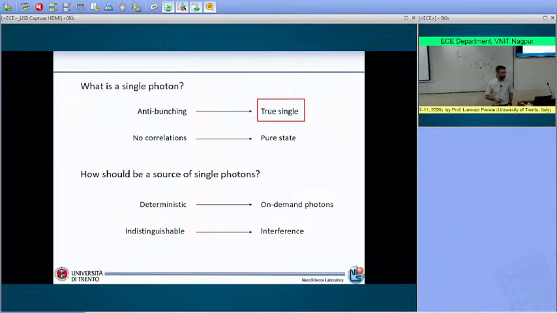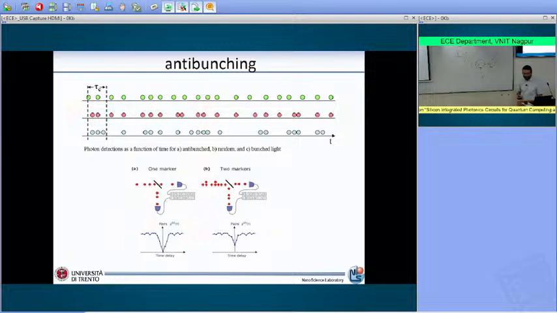And the fact that this is a true single photon is manifested by a property called the anti-bunching property of the photon. You see that we start to do things that are difficult. But things are getting more and more difficult. So what is the property of bunching or anti-bunching?